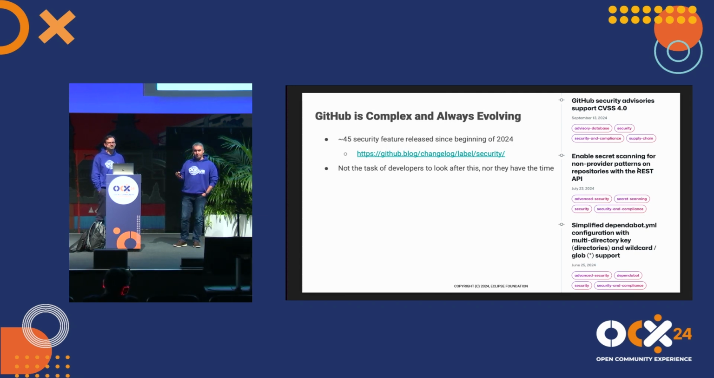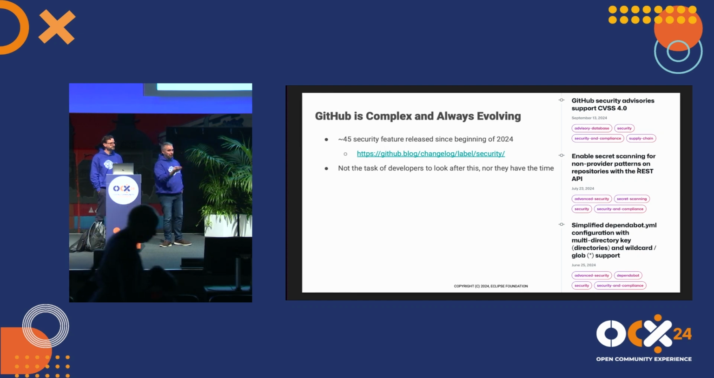First of all, GitHub is evolving very fast. They are introducing new features, especially in the security areas, at a very fast pace. For instance, in the last couple of months, they introduced 45 security features. And of course, not all developers look at the change logs from GitHub to identify the new features that you want to adopt.